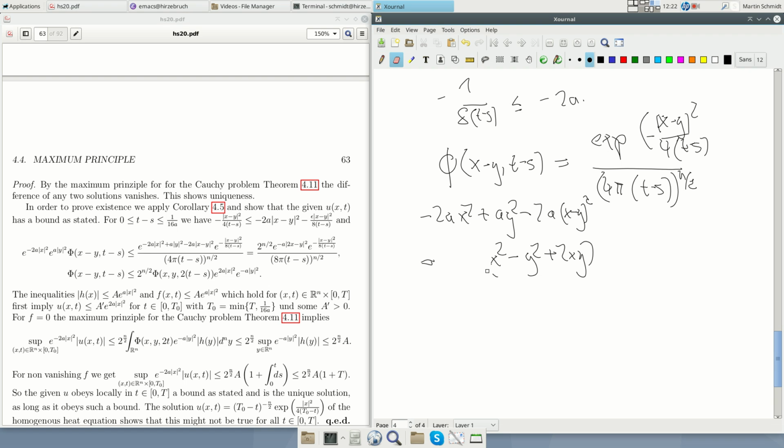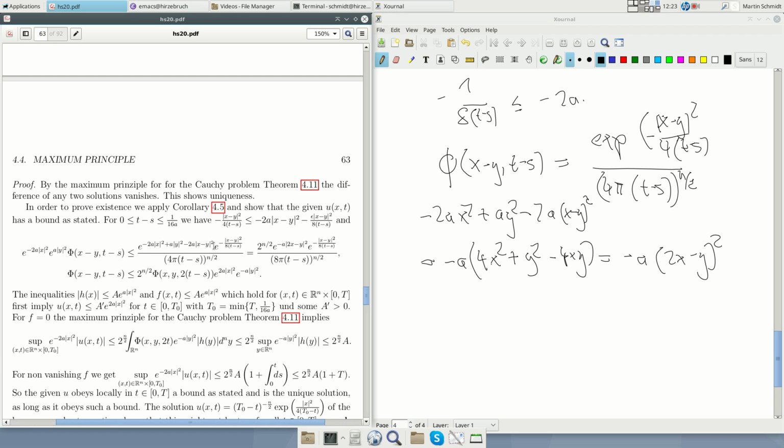So we put out minus a and then 4x squared. And here we have 2 times 2, which is also 4. And this is of course the same as minus a times (2x minus y) squared. If we multiply this out, then we get exactly this. Sorry, plus and minus. Okay, so we get this, and this combines to this factor, this remains, and here we have cancelled.